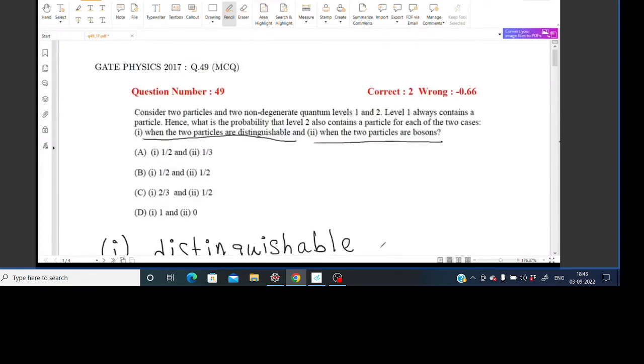Thus, when the two particles are distinguishable, the probability is given by 2 over 3. And when the particles are bosons, then the probability is given by 1 over 2. So, option C is correct.